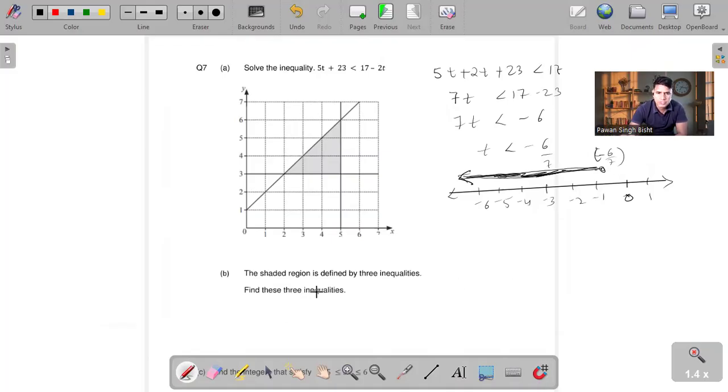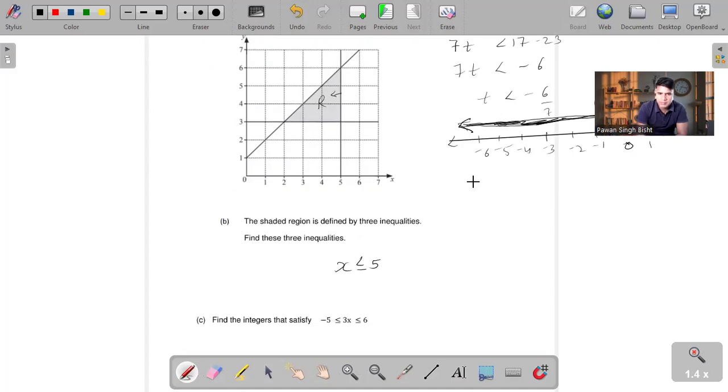Okay, now the shaded region is defined by 3 inequalities. This is my shaded region R. There are 3 inequalities. So this line is vertical and passing through 5. So this is x equals 5, but this portion is left of it, so x less than or equal to 5. Now this is passing through 3 and parallel to the x-axis, and this is above it. So y greater than or equal to 3.